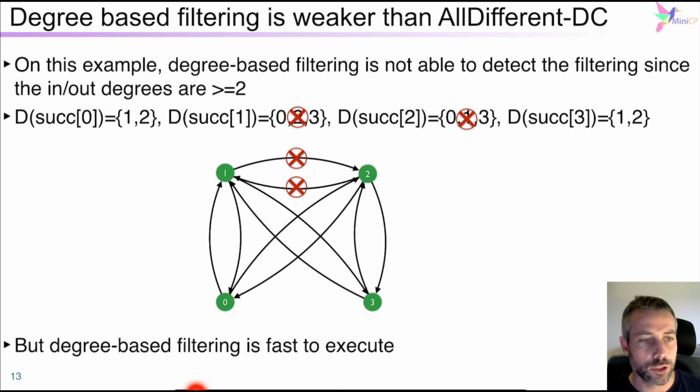So that illustrates that the degree-based reasoning is not enough, and we can do more by using the domain-consistent all different constraint. But still, the degree reasoning is faster to execute than the domain-consistent all different. This is why it's still used in practice, because you can achieve better performance in terms of speed, and so it's more scalable than computing the matching and the strongly connected components and so on.